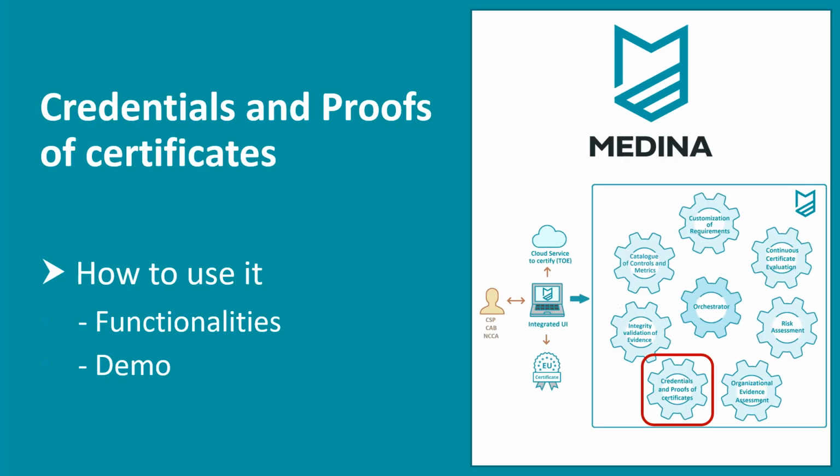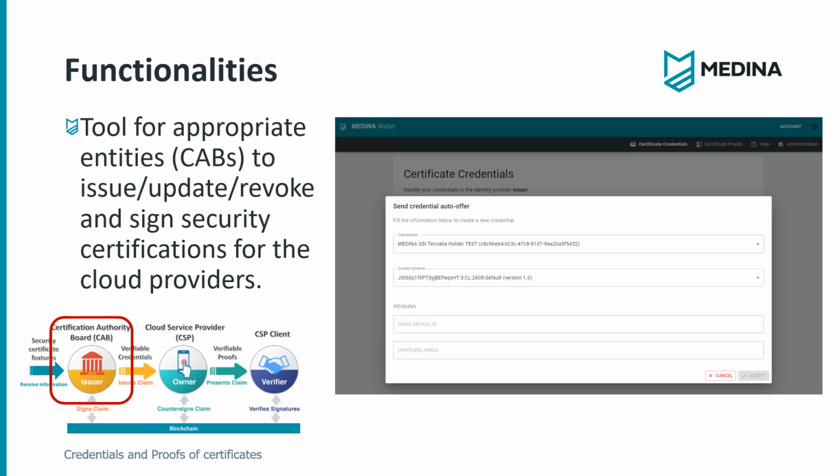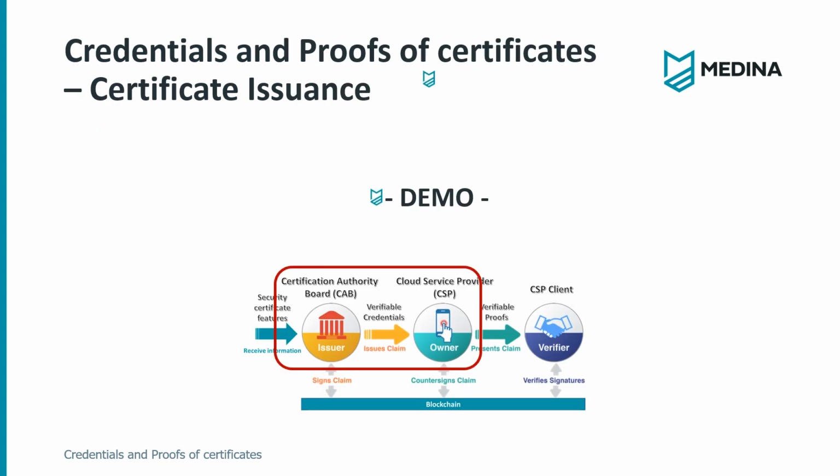Let's enter in more detail in how this component can be used. The first component is the issuer, the API we have developed for receiving security certificate features from the Lifecycle Manager. Here you can see the swagger of this API, allowing the creation, update, removal and listing of the security certificates. Once the security certificate updates are received by the issuer, the Certification Authority Board can create and sign a security certification for a cloud service provider through the issuance of a verifiable credential. Let's see a quick demo about this certificate issuance functionality executed by the issuer.